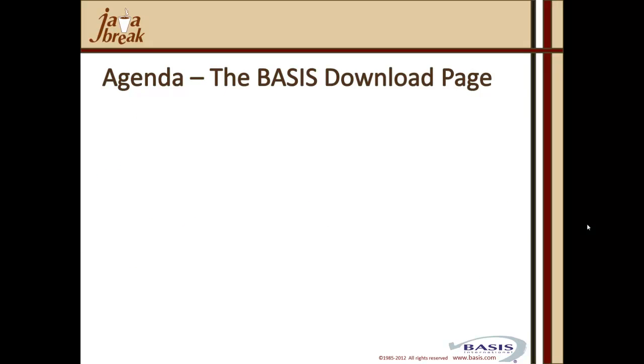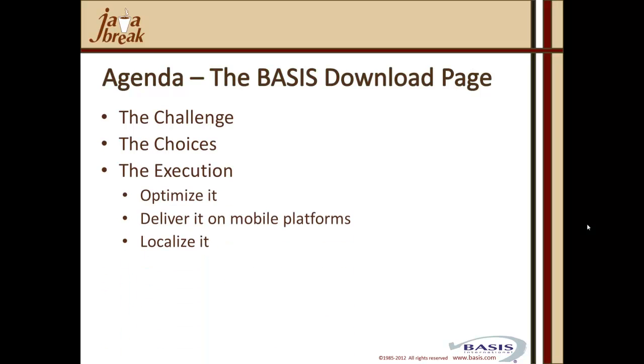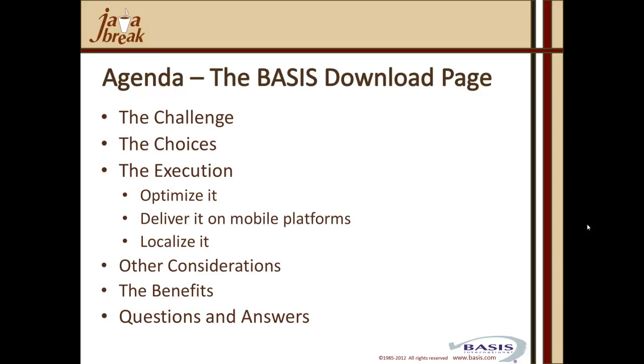So let's look at the agenda, the Basis download page case study. Let's firstly discuss the challenge. Why did we decide to rewrite the page? After all, much like many of you, we don't fix what is not broken. We'll look at the choices we had to meet that challenge. We'll look at the execution, how we optimized the solution, how we changed it to deliver it on mobile platforms, and how we localized it for the various languages of our target market. We'll touch on some other considerations, some of which we'll cover in future Java breaks, and finally we'll talk about the benefits that the new solution gave us. And then we'll take your questions.